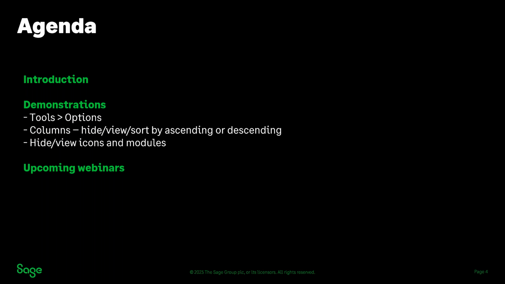I will then demonstrate some of the options within that window, how to hide and view some of your columns, and how to hide and view your icons within the toolbar and the modules down the left-hand side of your software. Just a reminder, please do keep your questions coming throughout the session, so either me or Michael can pick this up. I will then lastly be covering upcoming webinars on today's session.